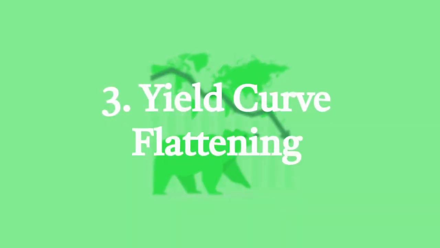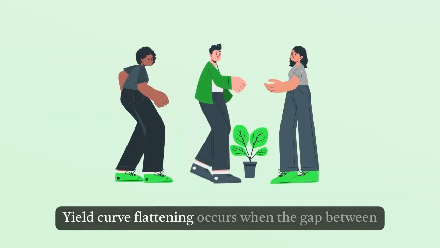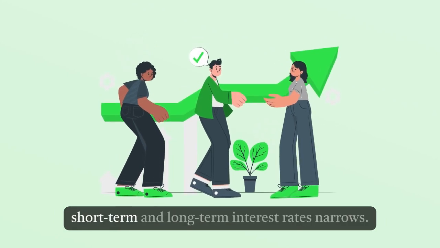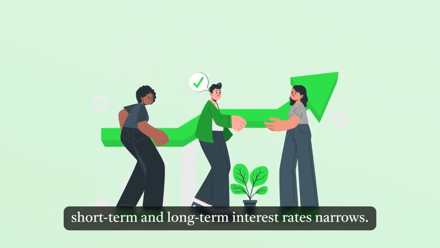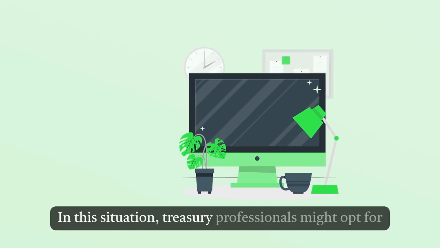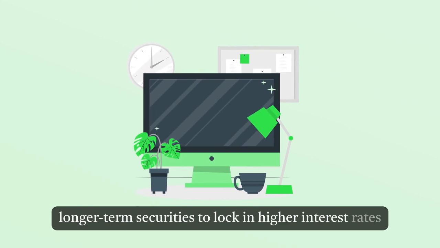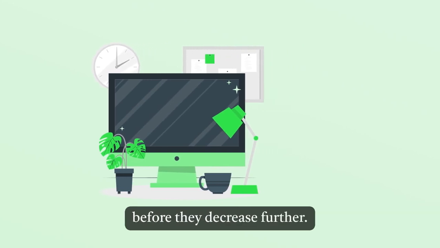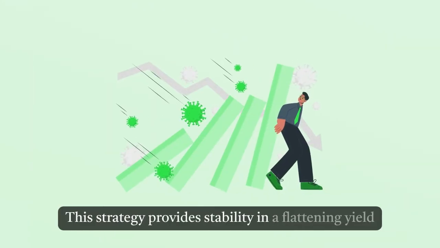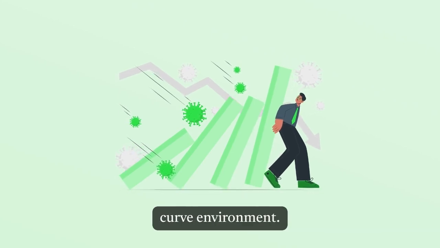3. Yield curve flattening. Yield curve flattening occurs when the gap between short-term and long-term interest rates narrows. In this situation, Treasury professionals might opt for longer-term securities to lock in higher interest rates before they decrease further. This strategy provides stability in a flattening yield curve environment.